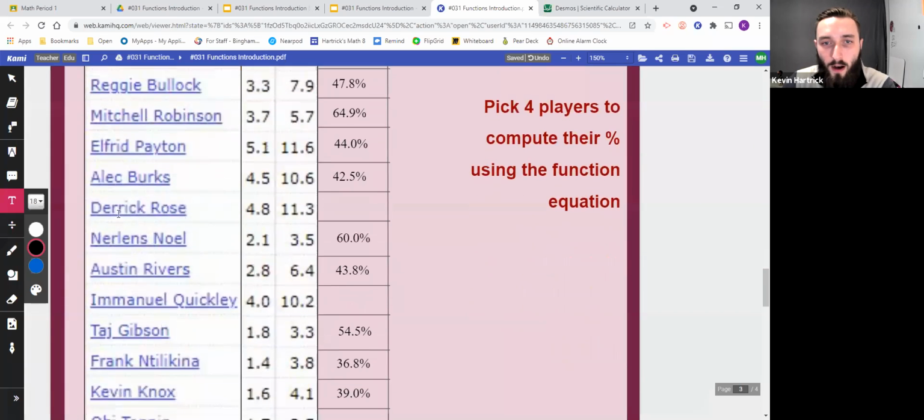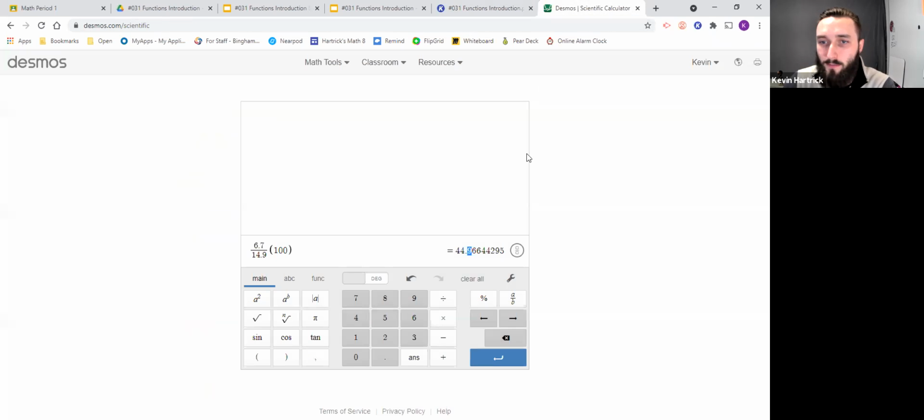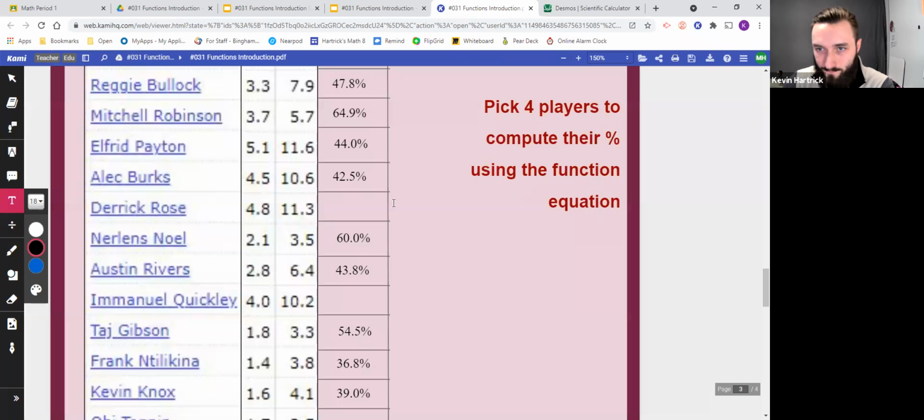That's great. Let's look at Derrick Rose. 4.8 shots a game at 11.3. So 4.8 he's making out of 11.3 attempts per game. We've got 42.47. So the 7 tells me to bump up again. That becomes a 5. So 42.5%.